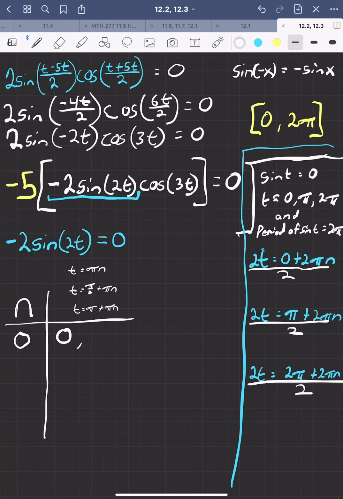And then I would have pi over 2. And then I would have pi. Now, the next value, 1, so let's see what else I get. That would be pi, plugging in 1 for n, 3 pi over 2, and 2 pi.